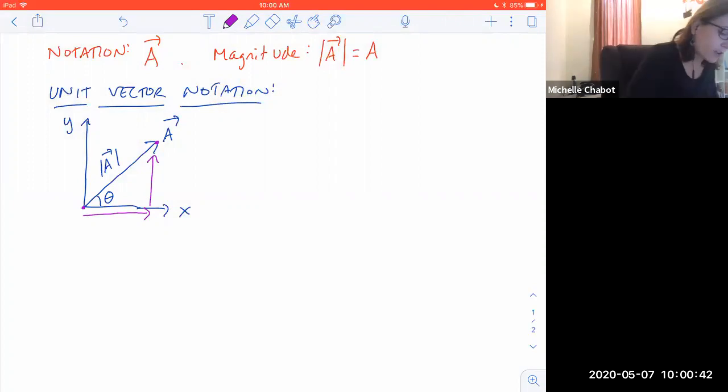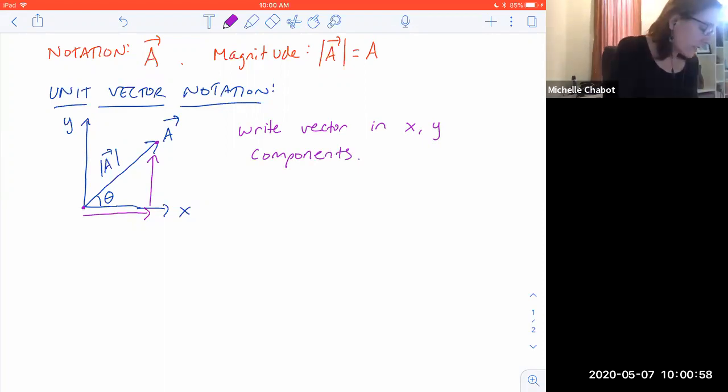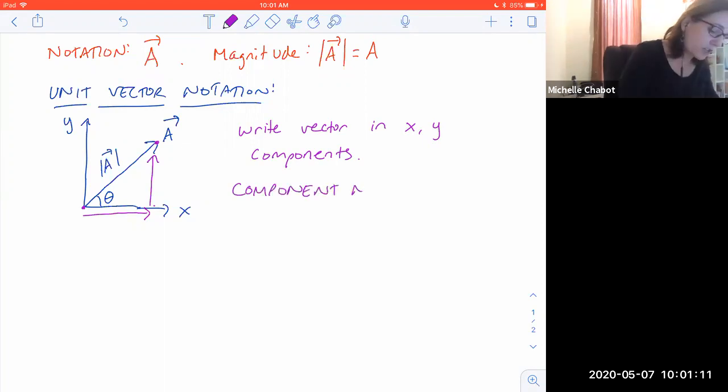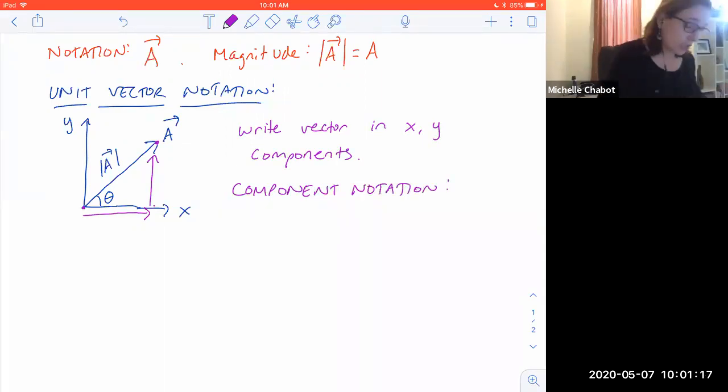So every vector can be written in its x and y components. Meaning that instead of just saying, okay, you're going to walk some distance at some angle, you could instead walk along x and then walk along y. So we have notations for this. One is just called our component notation, which is one you're used to for position, but it also works for other vectors, for force, etc.